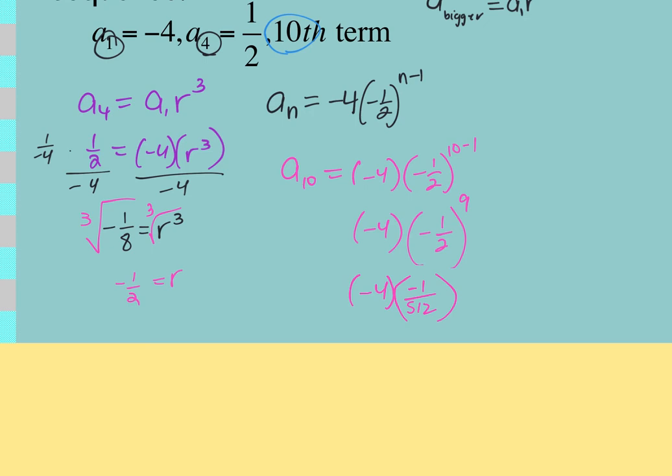Wait, R was negative 1/2. Yeah, once we solved for the equation. And then 512 divided by 4 is 128. So this is 1 over 128. And it's positive because they were both negative.